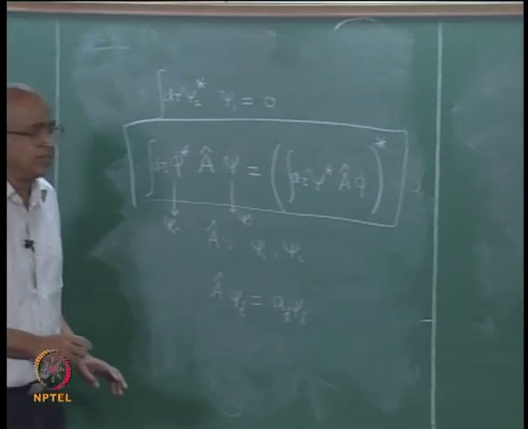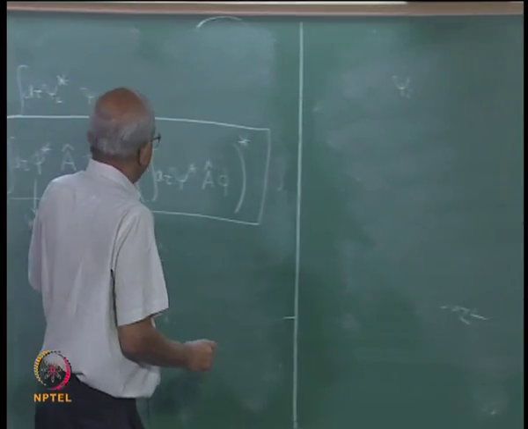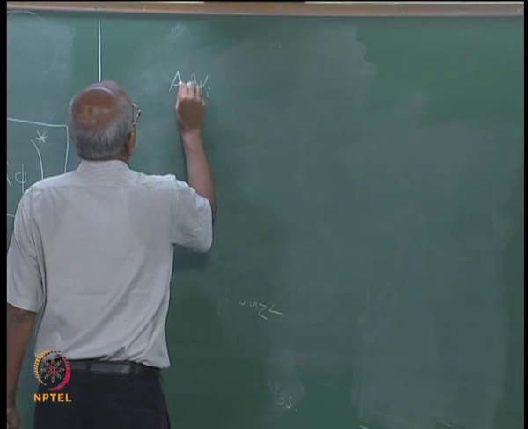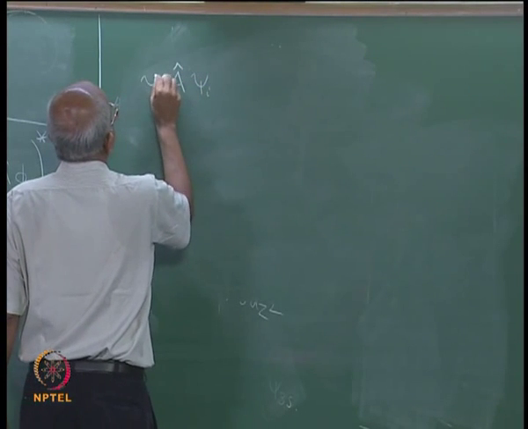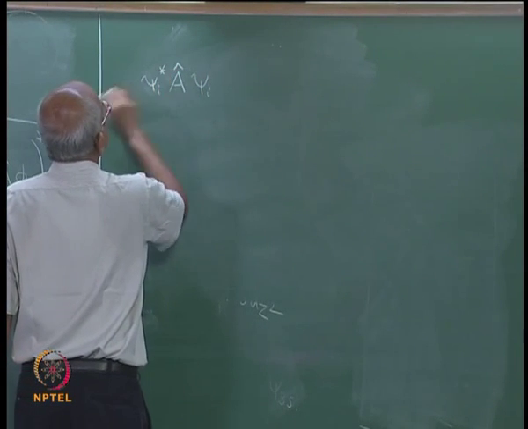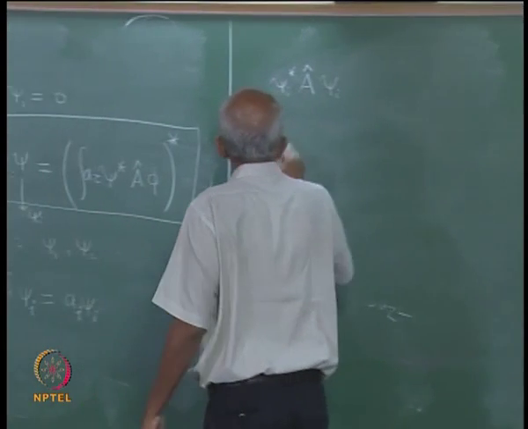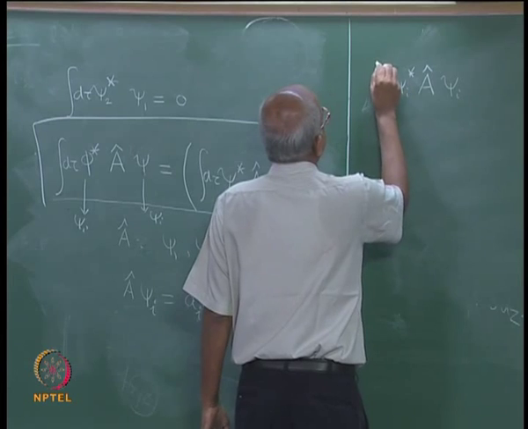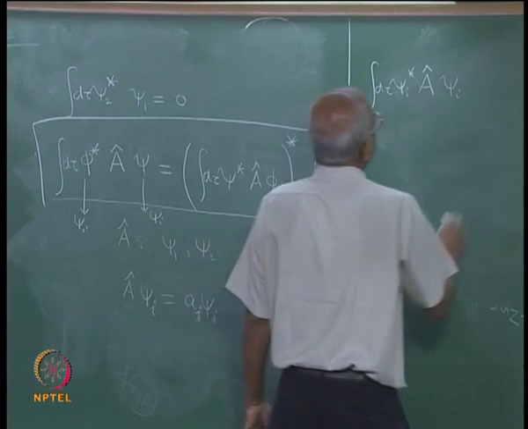Suppose I did that, what will happen? This psi is going to be identified with psi I, then I will have A operating on it, and then here I will have psi I star, and then the volume element d tau, and I have to integrate over the entire space.